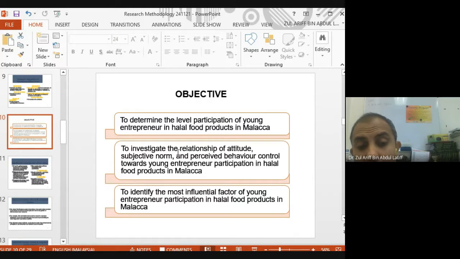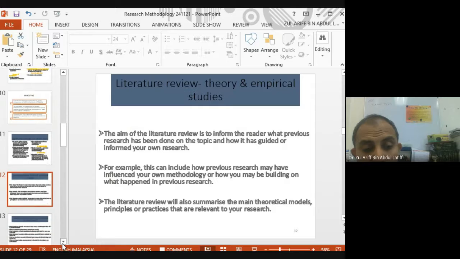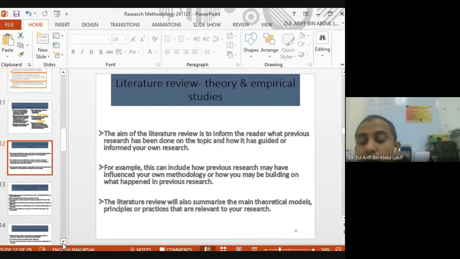And then the relationship of attitude will go under 2.2, and then the influencing factor will become 2.3. So this is the flow. The introduction, meaning you state there the flow of your FYP. Okay, on top of that you have your theoretical models that you will put into 2.4.